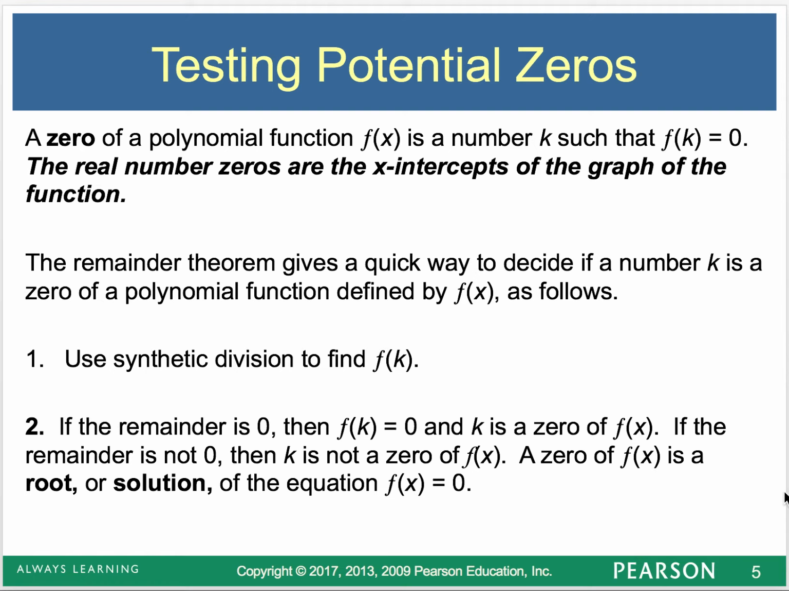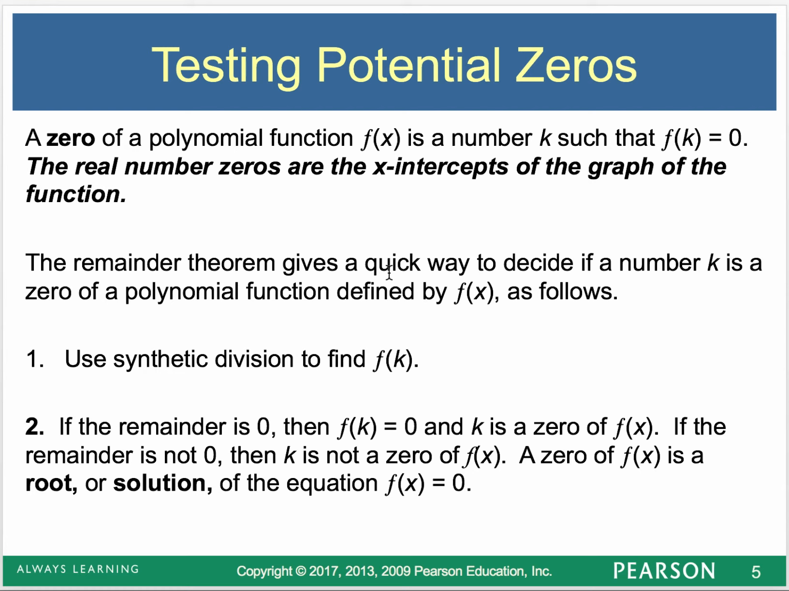Okay, now here's the whole reason we had to step aside and use this synthetic division. It's for testing potential zeros. A zero of a polynomial function is a number where that equation equals 0. And those are the x-intercepts of the graph. We just did that on the quadratic functions. Remember, when we were trying to find our x-intercepts, we set that function equals 0 and factored it.